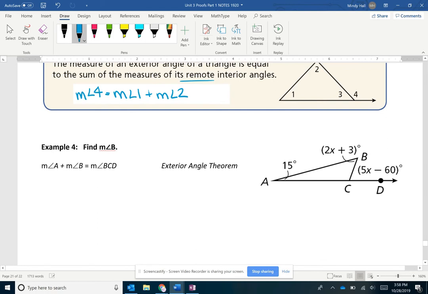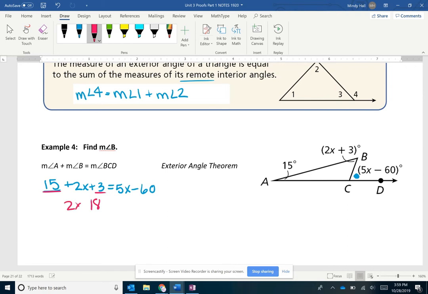So if we want to find the measure of angle B, we have the measure of angle A plus the measure of angle B equals the measure of angle BCD, which is this angle in here. So when we set that up, we would have 15 plus 2x plus 3 equals 5x minus 60. So when we combine our like terms, 15 plus 3 gives us 18 equals 5x minus 60.